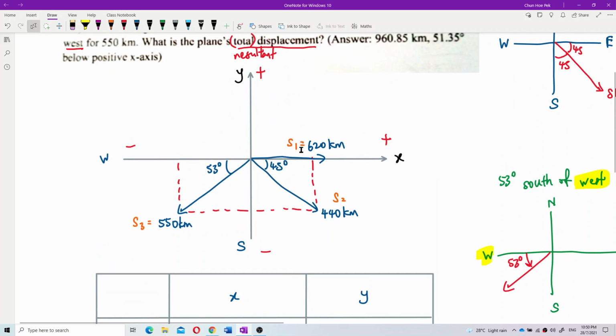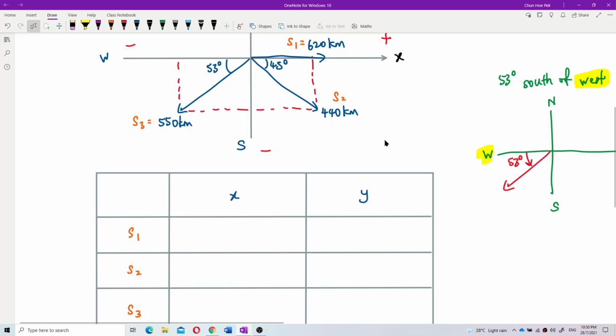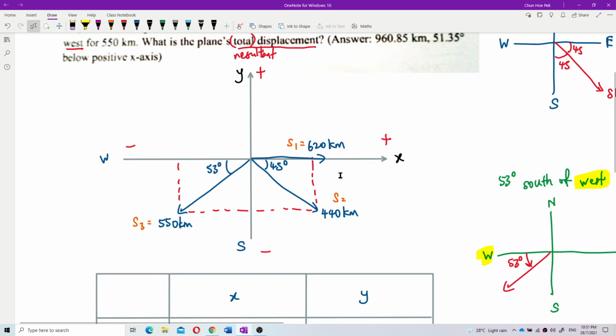So look at S1. S1 only has the x component, and it is positive. So we write here positive 620 kilometer. And then the y component is 0 because it doesn't have any y component. It only has the x component.